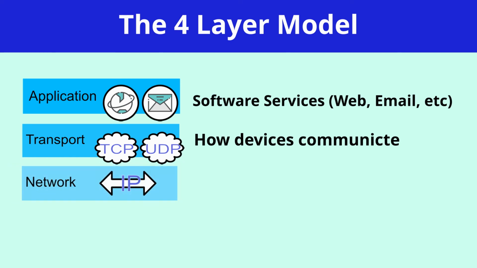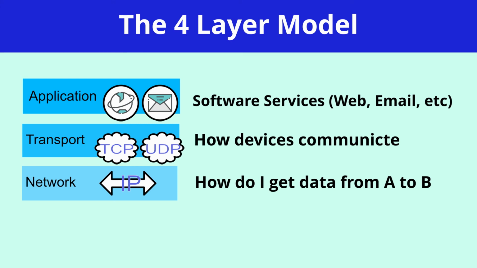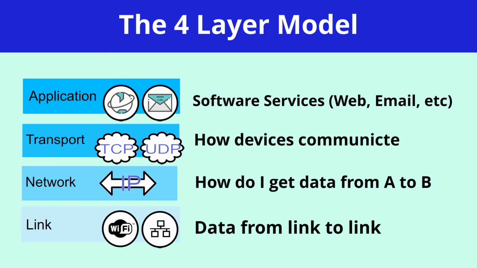The next layer down is called the network layer. This is where you might find the IP protocol, and the IP protocol is concerned with addressing and getting data from start to finish. So how do I physically get my data from my device to the device that's on the other end of a WAN, for instance? And then finally, we have the link layer. This is concerned with how do I get my data from one link to the next link?